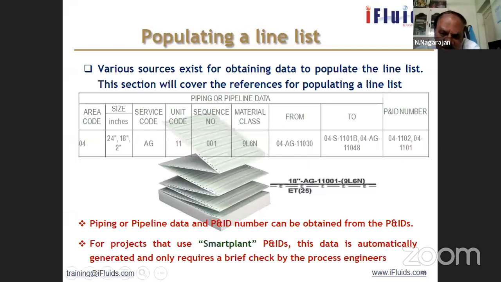And the line is indicated like here, you see 18-inch pipe, acid gas. This is line number. This is the material class. And there is electrical tracing, ET, 25 mm thickness of insulation. You can see chain dotted line. I don't know whether you can see here. Chain dotted EE, you can see E continuously. That means electrical tracing.